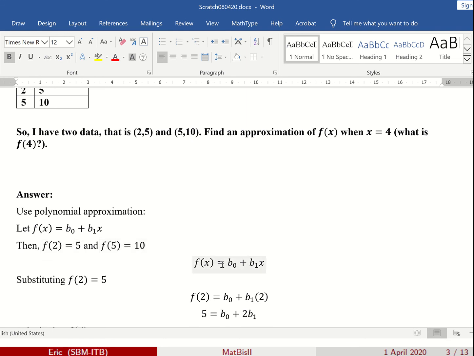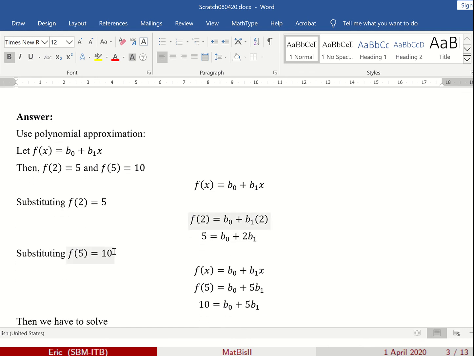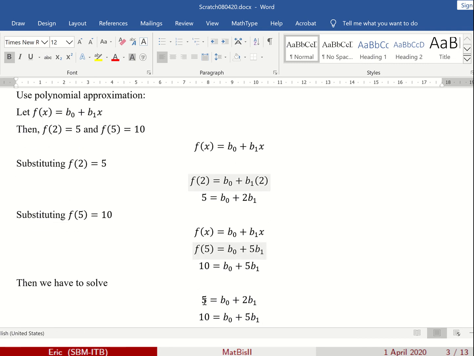And f(x) is given by b0 plus b1x. I can substitute f(2) equals 5, so I have 5 equals b0 plus 2b1. And I can substitute f(5) equals 10, so f(5) equals b0 plus 5b1, so I have 10 equals b0 plus 5b1. So here we have to solve 5 equals b0 plus 2b1 and 10 equals b0 plus 5b1.